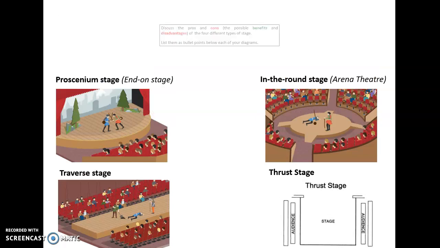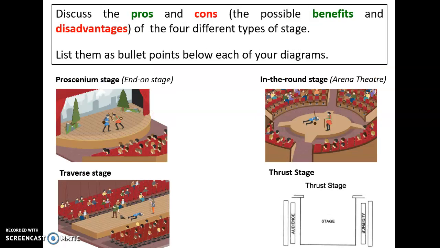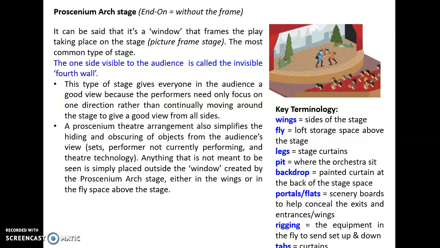So, pros and cons. This was the slide we looked at last time, asking you to discuss the benefits and disadvantages of the type of staging below. So, we'll start first with proscenium arch staging or end-on staging. The end-on is just without the frame around the stage. There's a lot of information on these slides, so I will skim it and give you some key facts. Please feel free to pause and have a more read over, put some key terminology down the side as well, so things that you might want to have a look at.